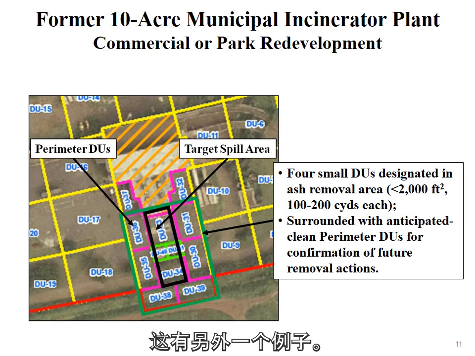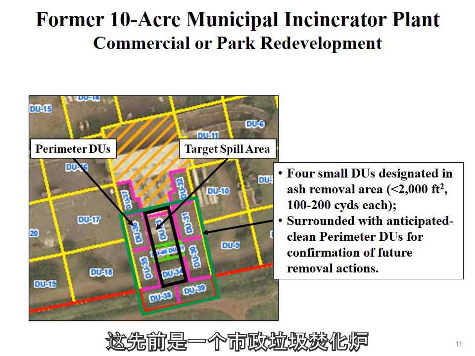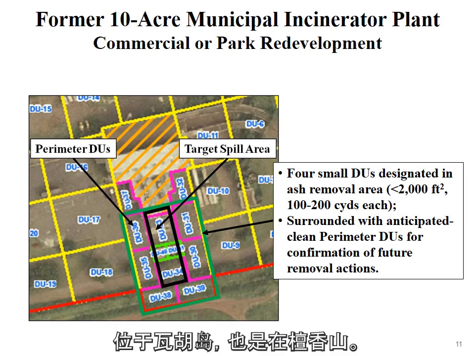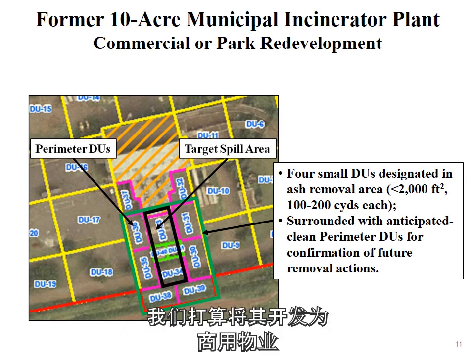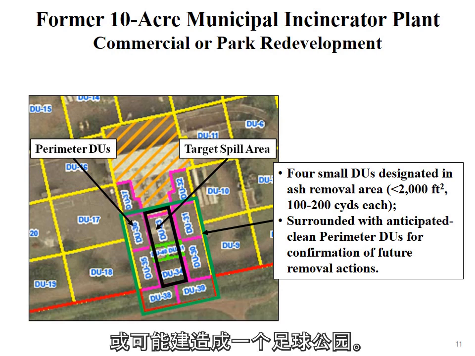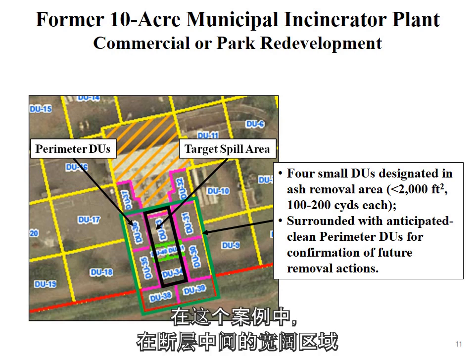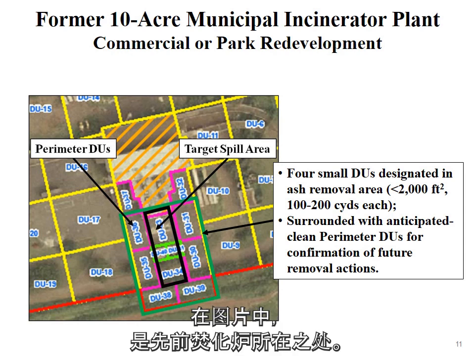Here's another example. This is a former municipal incinerator on the island of Oahu again in Honolulu, 10 acres. It is no longer operational. They were going to develop it for commercial use, or especially for a potential soccer park. So in this case, the white area in the middle of the slide, the picture here, is the former incinerator.